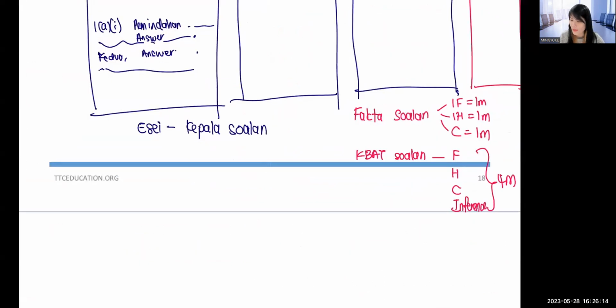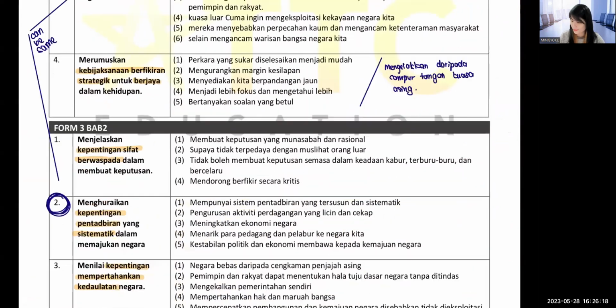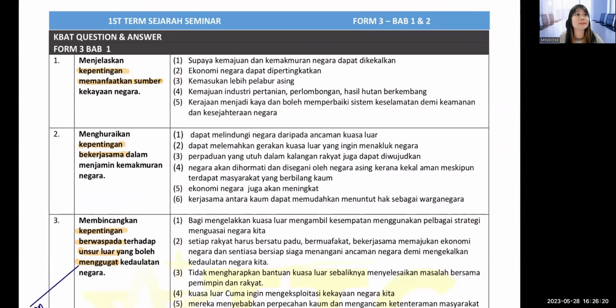You go to your behind page 17. Guys, go to page 17. Page 17. Okay, go to page 17 already, everybody? Good. Okay, now we're going to go into the first one.